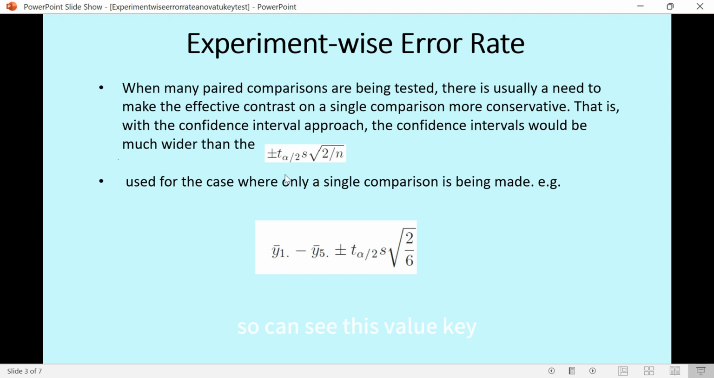So you can see this value t half alpha times s times square root of 2 divided by n. This is the single comparison confidence interval if we add and subtract this term to the mean difference. So this is a confidence interval for a single comparison if we set the significance level at alpha. For example, the y1, y5 difference, then plus minus this part. If the result covers 0, we will not reject the hypothesis that these two treatments are the same. If this confidence interval is outside of 0, we will reject the hypothesis that these two are the same, right? So this is for making only a single comparison.